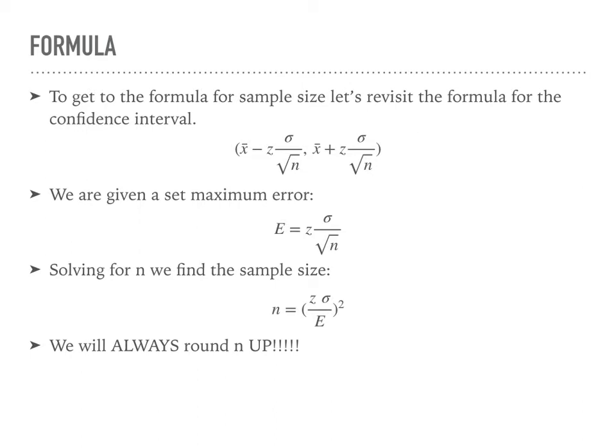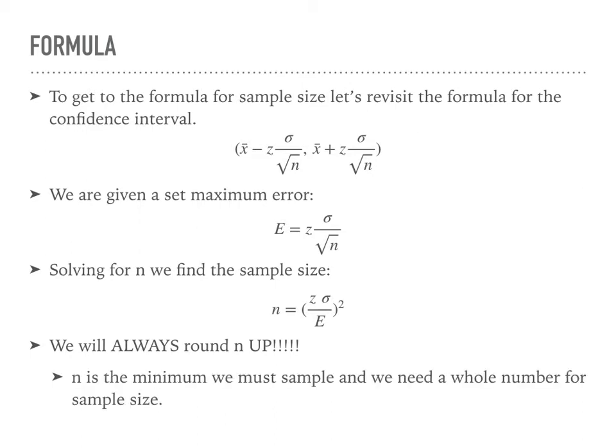Now we're always going to round up here. This n is the minimum that we must sample, and we need a whole number for our sample size, so that's why we always round up.